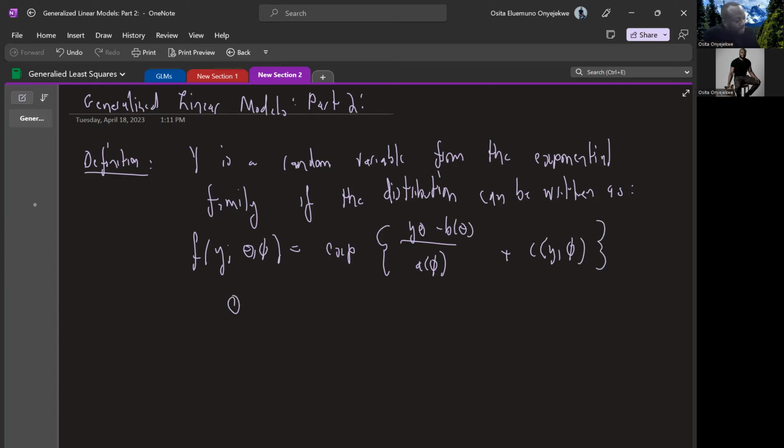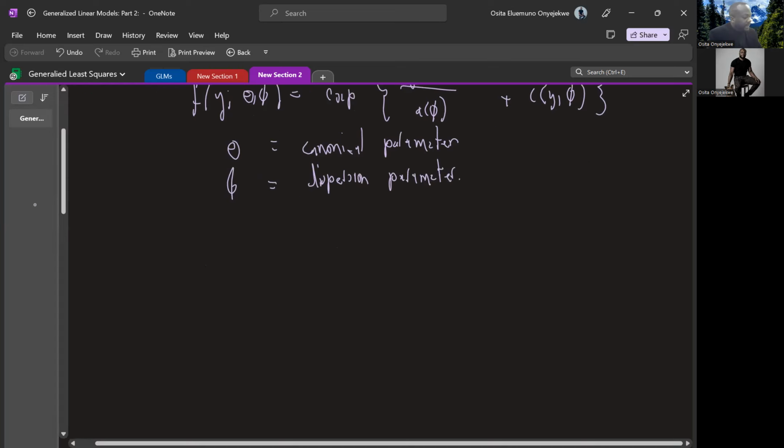Okay, so again, a little review. Theta is known as the canonical parameter, and phi is known as the dispersion parameter.